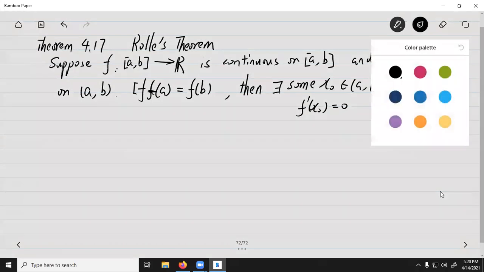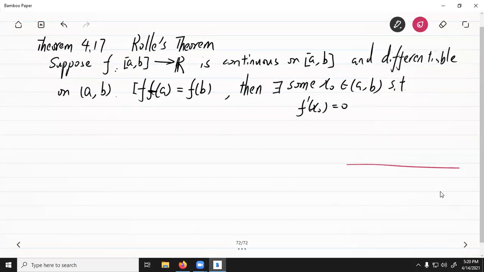From the graph, right, this is a and this is b. We must have some point here. This is the x0 such that the tangent line is horizontal at this point. Okay, so this is the geometric description. Okay, so let's prove it.